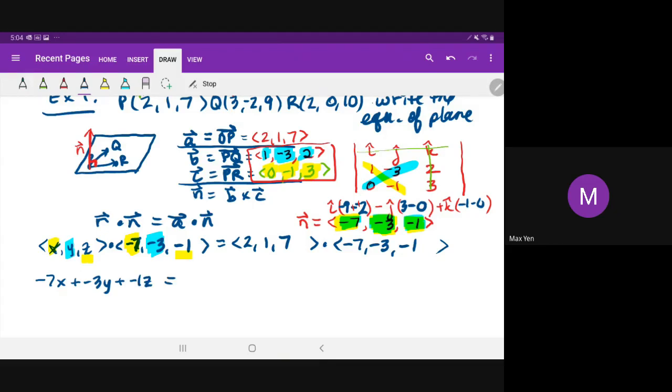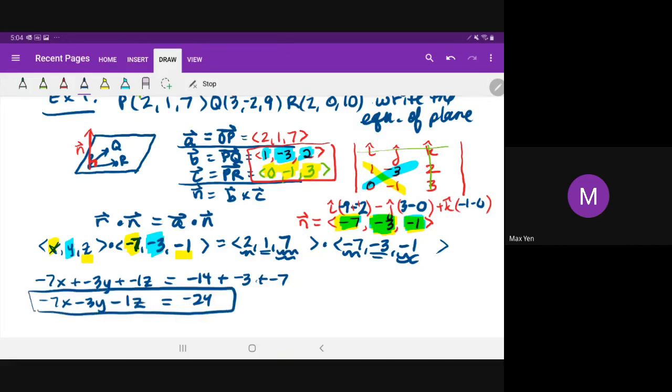And then over here, I multiply same thing, right? So I multiply the 2 and the -7, -14, plus, because it's dot product, 1 and -3, that's plus -3. And then 7 to -1, that's plus -7. So on this side, I get -24. And on this side, I get -7x minus 3y minus 1z. And this is the equation of the plane.